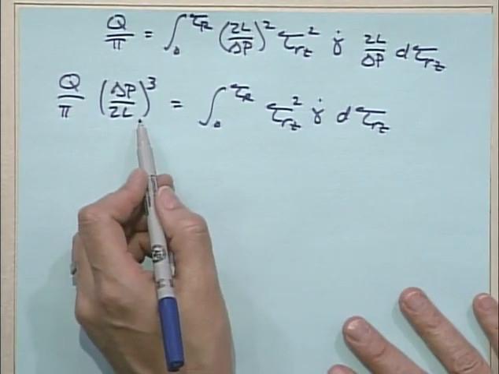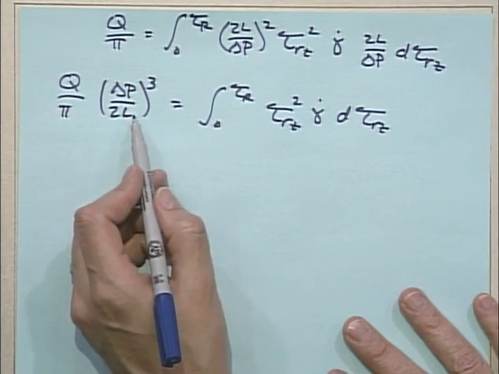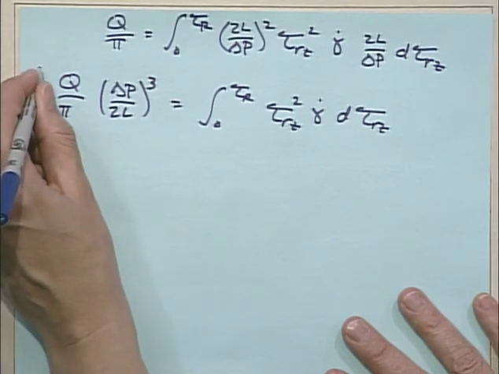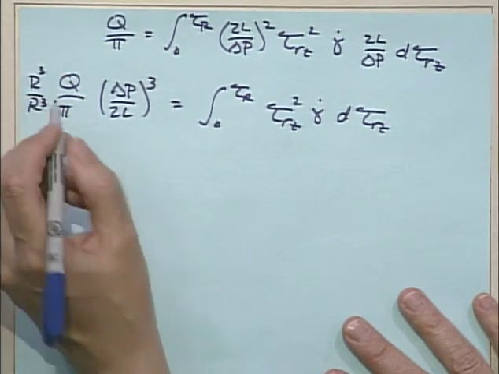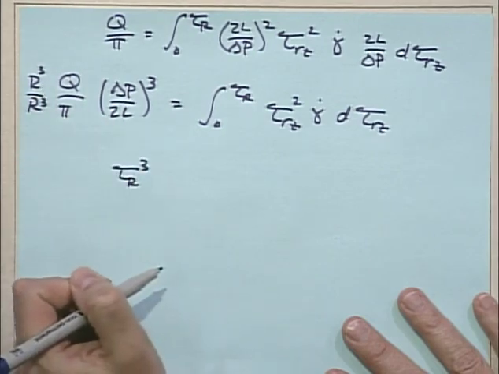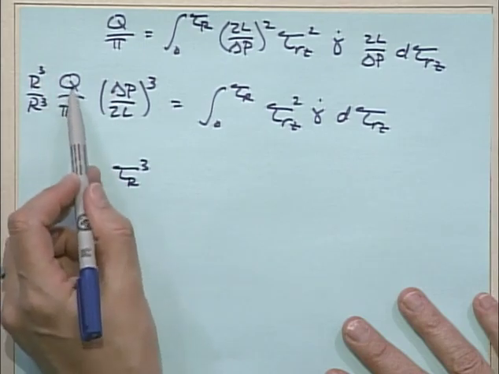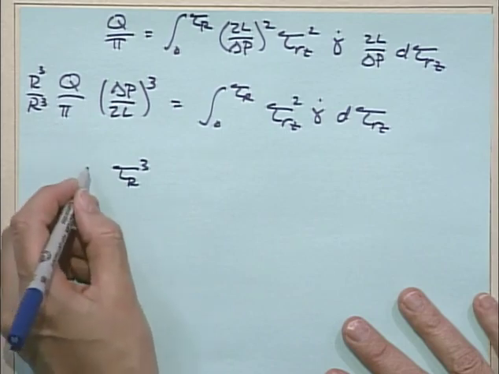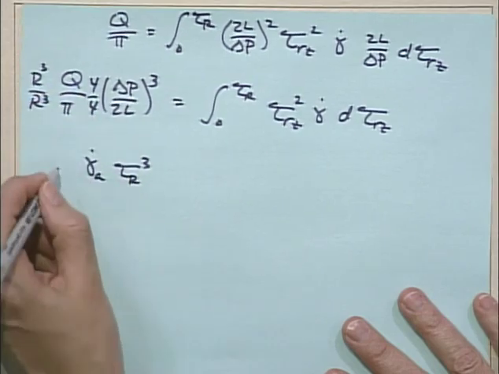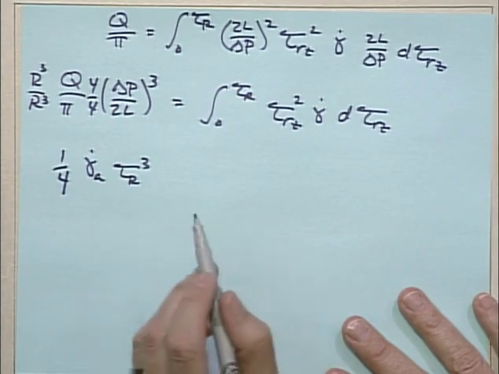Now, I'm just going to play around here on the left for a second. Delta P over 2L is almost delta P R over 2L. Okay? So if I sneak an R cubed over R cubed here, then I've got delta P R over 2L. I have tau R cubed, if I associate this one here. And this one is like 4Q over pi R cubed. Okay, this one is like gamma dot apparent, except I need a 4 over 4. So I've got a 1/4 gamma dot A tau R cubed on the left.